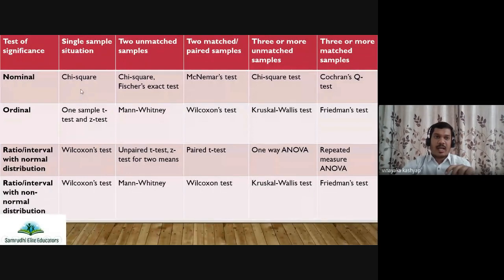So either you take chi-square or t-test, Wilcoxon, Mann-Whitney, paired t-test, Kruskal-Wallis test, one-way ANOVA, Friedman test, McNemar test, all these things. But all these things are not necessary for a dissertation. Usually in a dissertation, we are not going to use most of these statistical analytical tools. We very commonly use only a few things.